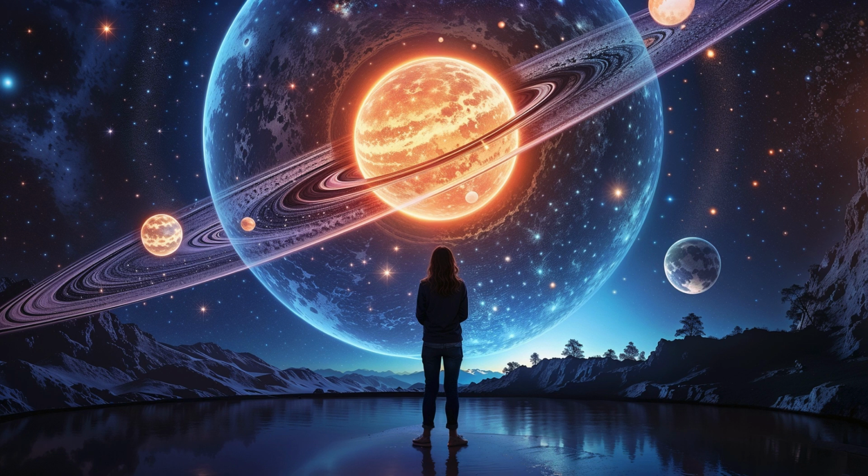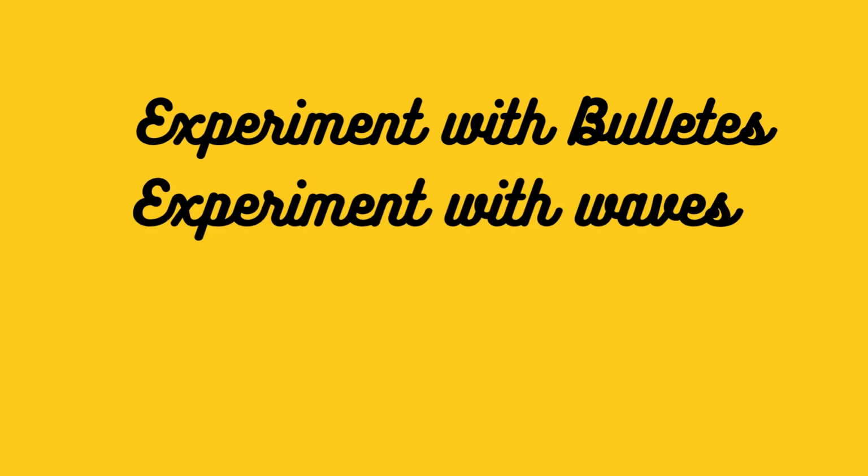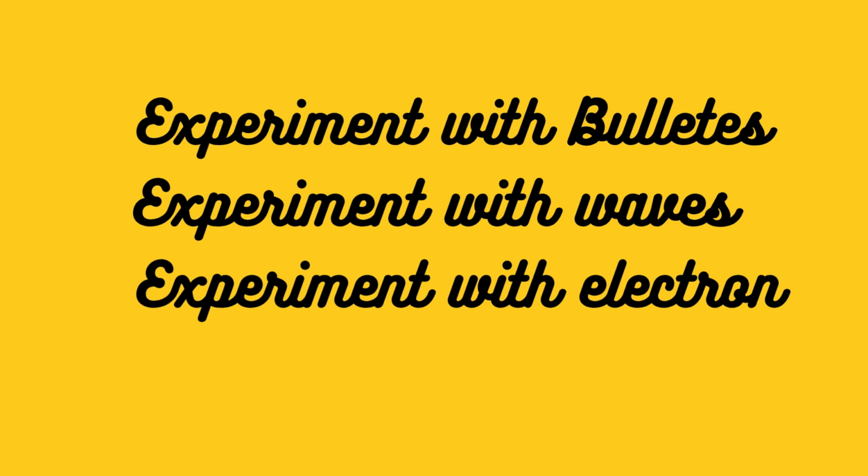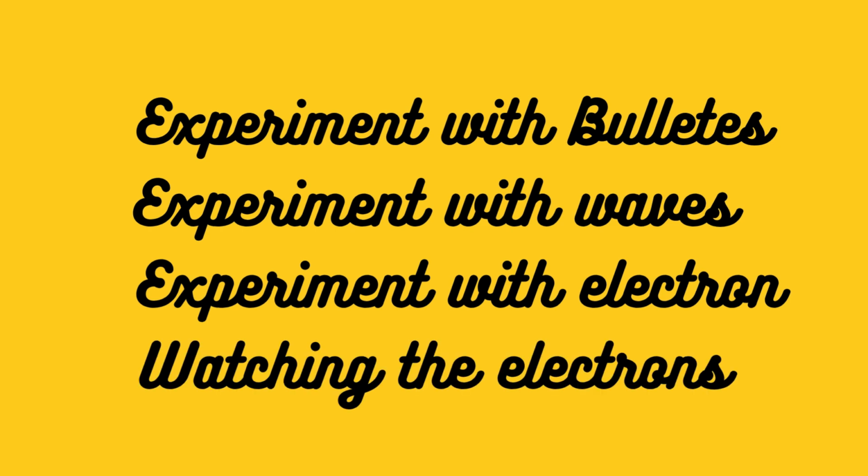To understand the experiment, we will divide it into 4 phases: experiment with bullet, experiment with wave, experiment with electron, and next watching the electron.